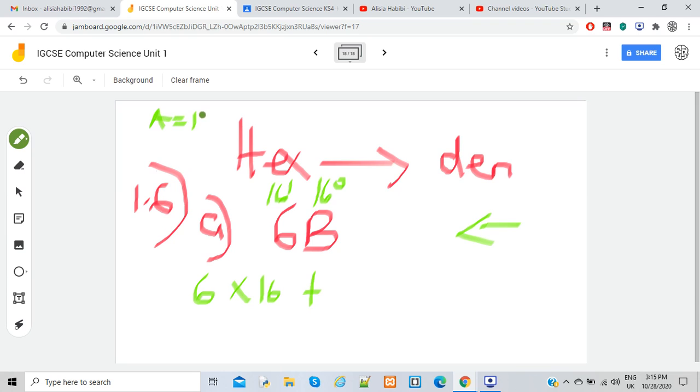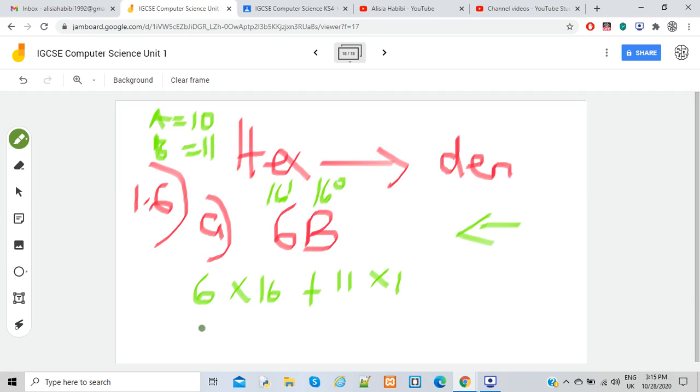Up till you get to F, which is 15. So you keep going: B is actually 11, and then C is actually 12. So because we have B, we know that that's going to be 11 times 16 to the power of 0, which is going to be 1.